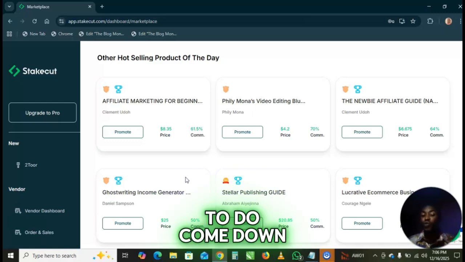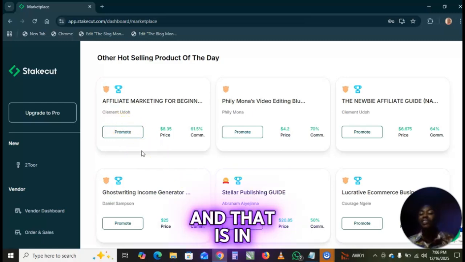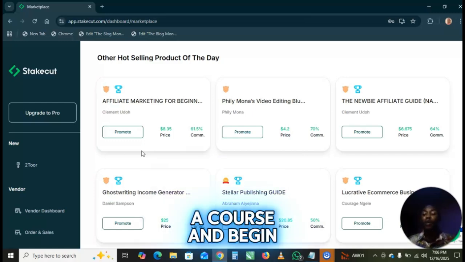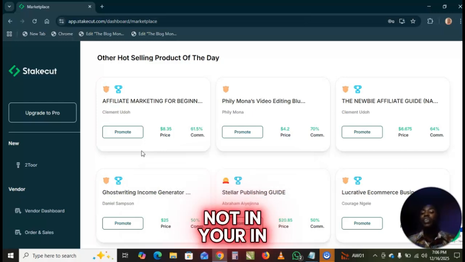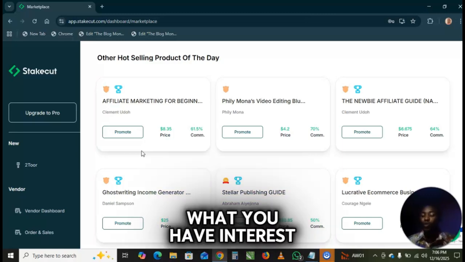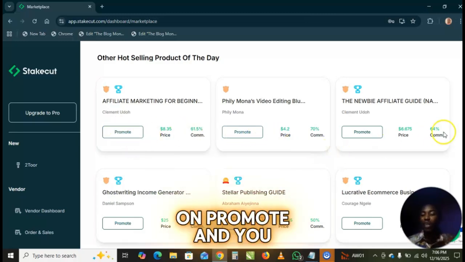So all you need to do is come down here, pick a product that is lower priced and that is in line with your interest. Don't just go and pick a course to promote that you don't have passion for. Pick a course or product that is aligned with what you have passion and interest for. That will make it easy for you to promote. To promote a course, just come down, click on promote, and go ahead to promote.